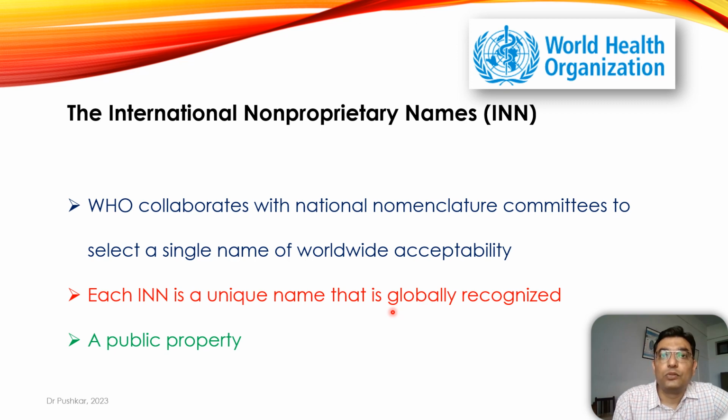Okay, so it happens with the collaboration of different national nomenclature committees. Okay, so as a result of ongoing collaboration, national names such as the British Approved Name, the US Adopted Name, or the Japanese Adopted Name are identical to the INN nowadays, and this INN is a public property. Okay.